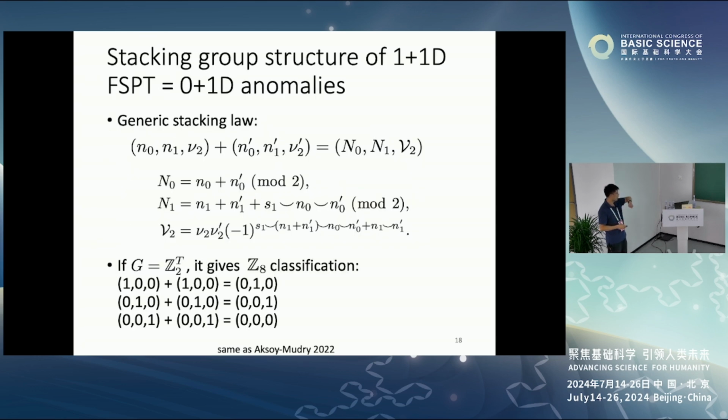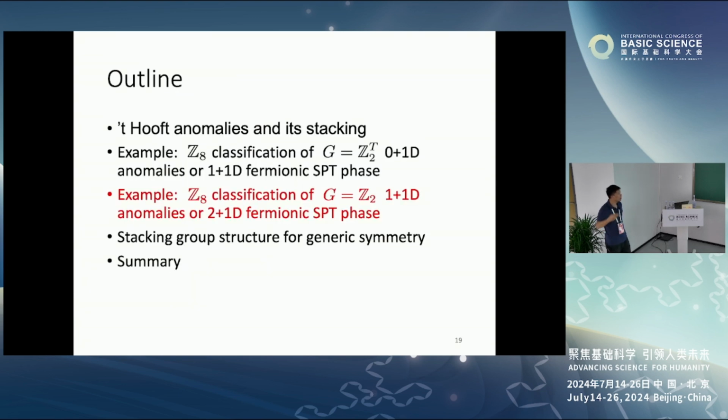So that's the 0 plus 1 dimensional example of anomalies, 1 plus 1 dimensional from an SPT. And now I will move on to one higher dimension. So it's a 1 plus 1 dimensional anomaly. It's a 1 plus 1 dimensional quantum field theory with Z2 symmetry, but this Z2 is a unitary Z2. And also it's related to a 2 plus 1 dimensional fermionic SPT state in 2 plus 1D.